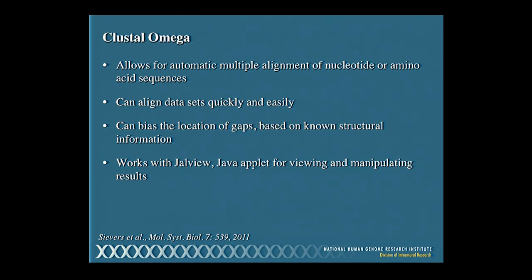So let's talk about a particular program, the one that's probably most commonly used to do multiple sequence alignments, and that's called Clustal Omega. And so as you would expect from a multiple sequence alignment program, you'll get out a multiple sequence alignment, whether you start with nucleotide or amino acid sequences. It's really fast in the calculations, and as you'll see, it's really easy to use.